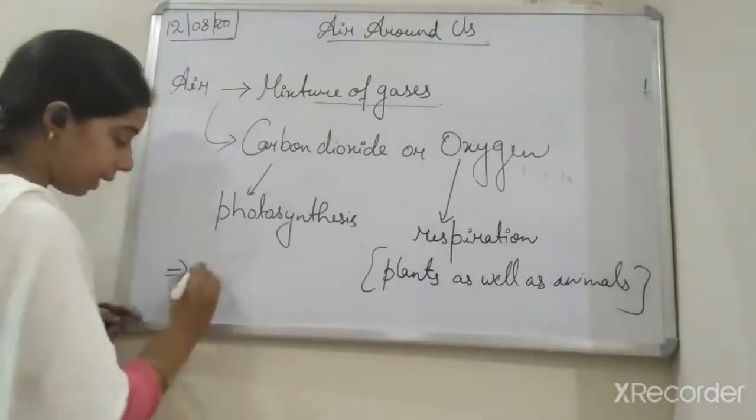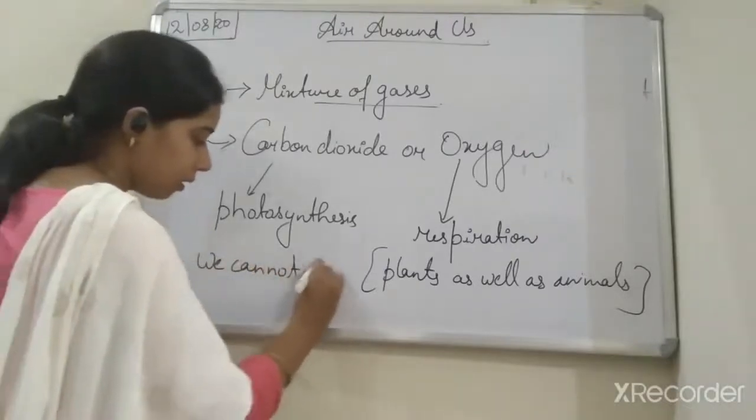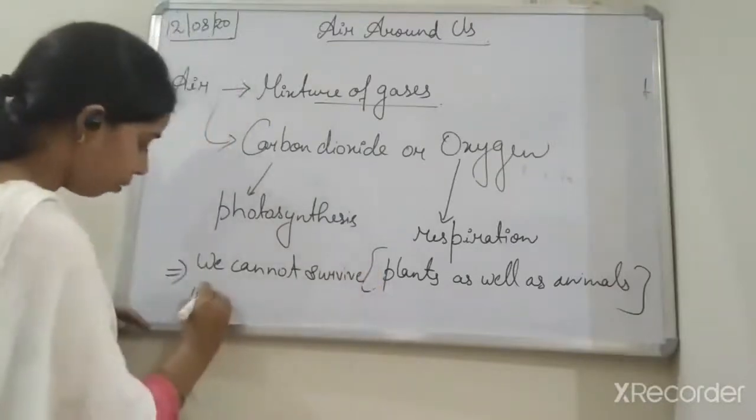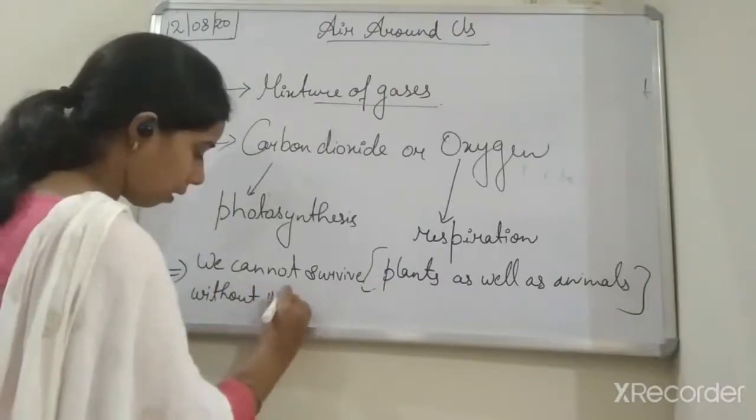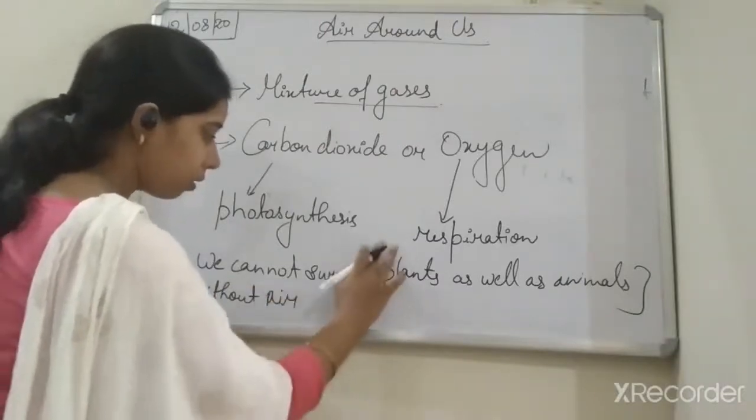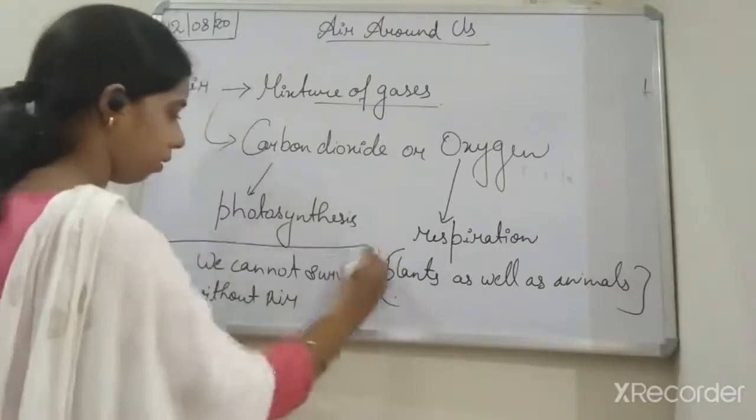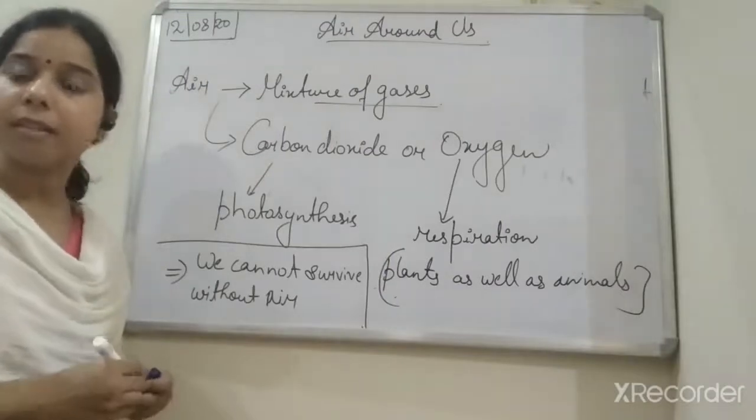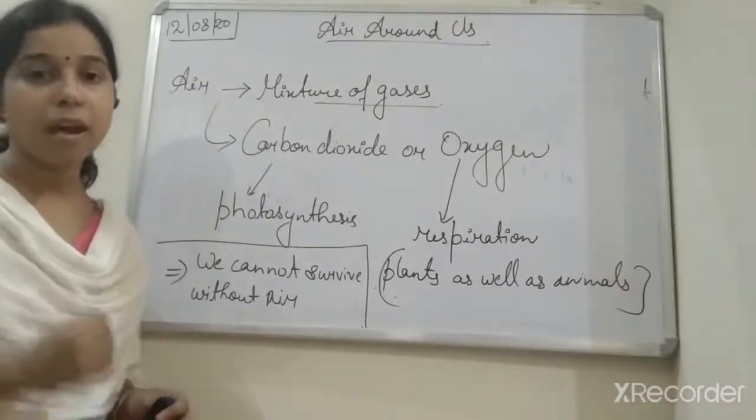So we can write it: we cannot survive without air. Okay, students? So, we cannot survive without air because it consists of the gases that are very essential for us.